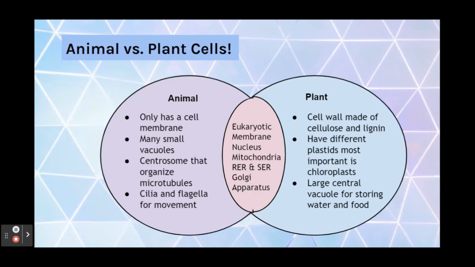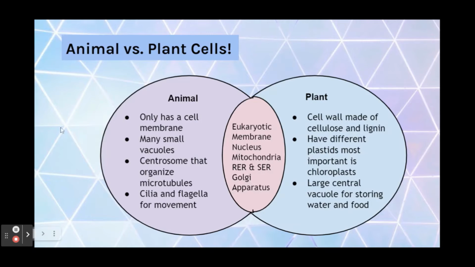And then for plants, they have cell walls, which are made of cellulose and lignin, hard materials. And then they have different plastids, which are used for photosynthesis. So the most important one is chloroplasts. And they have this large central vacuole, which just pops out when you see the cell. And it's for storing water and food.